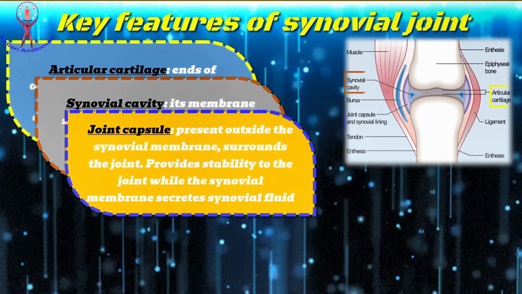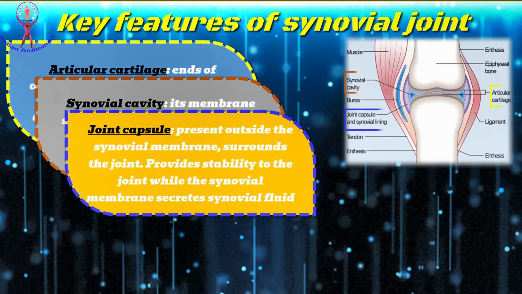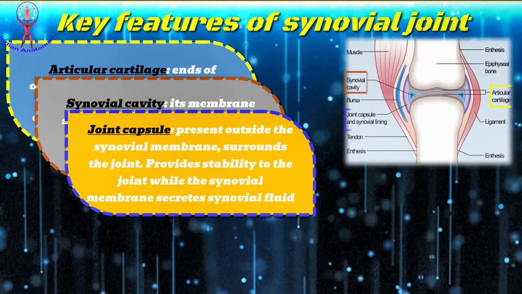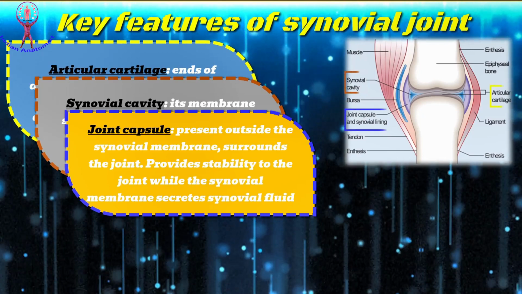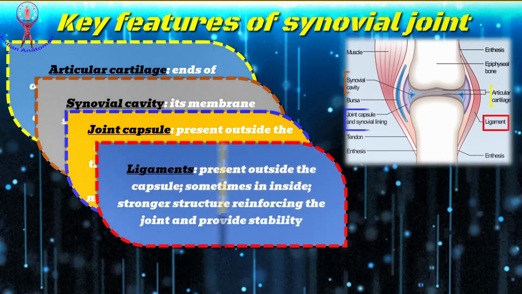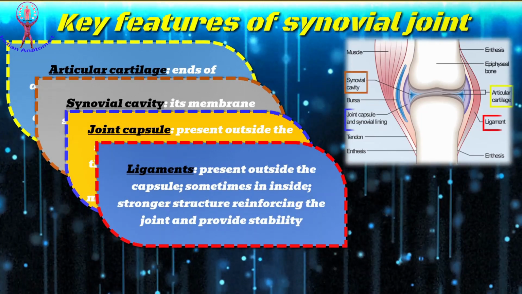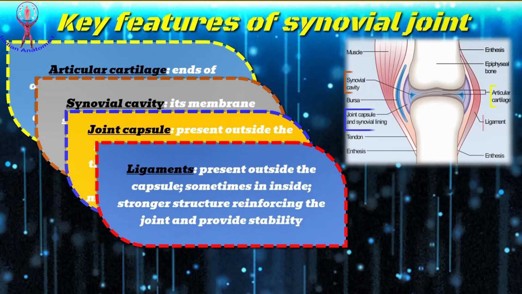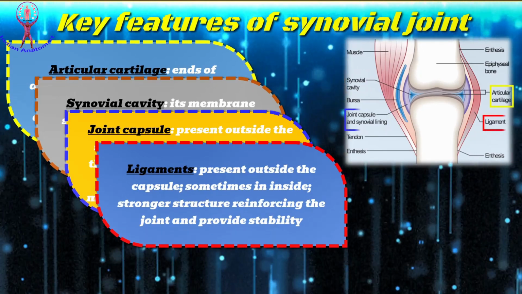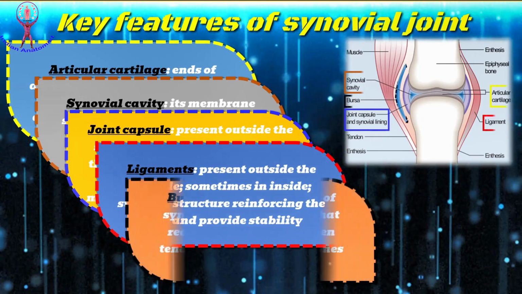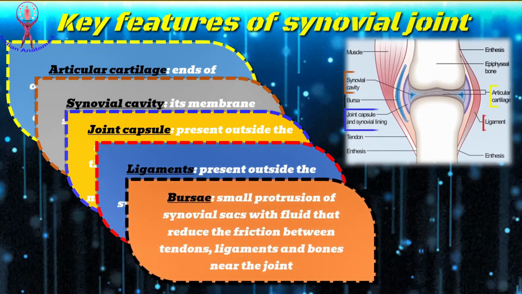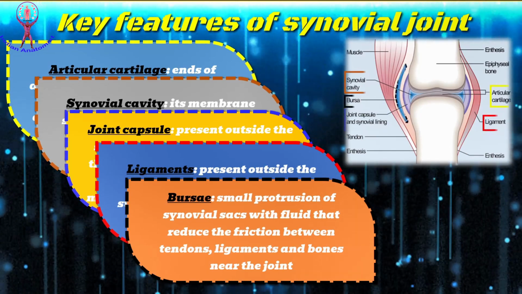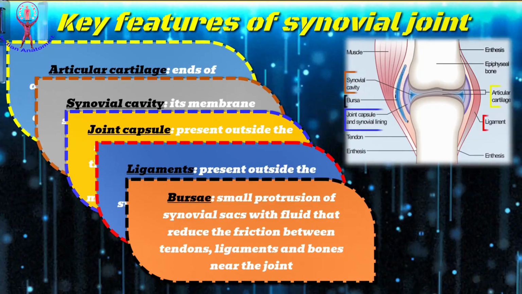Number 3 is joint capsule. In all the synovial joints, there is a fibrous capsule, which is present outside the synovial membrane. It provides stability to the joint. Now coming to number 4, the ligaments. These are made of dense connective tissue, present outside the joint capsule, and sometimes inside. These are stronger structures, reinforcing the joint, and provide stability. At last, bursa. In plural, bursae, are small pocket-like protrusions of synovial membrane with fluid, that reduce the friction between tendons, ligaments, and bones near the joint.